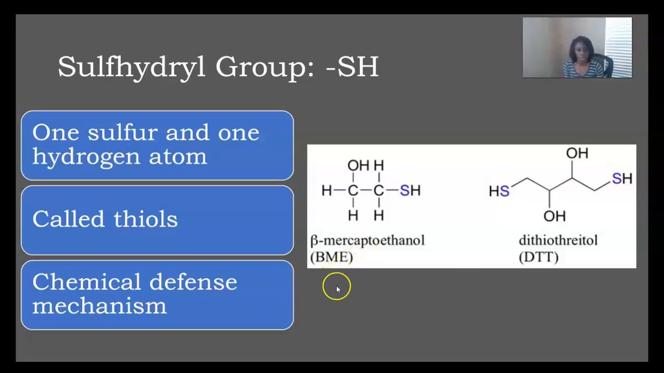All right, so here are some examples. We have mercaptoethanol. And again, see it ends in that OL, but this would be considered a thiol because it has that SH. And then dithiothreitol. So we have two sulfhydryl groups here.